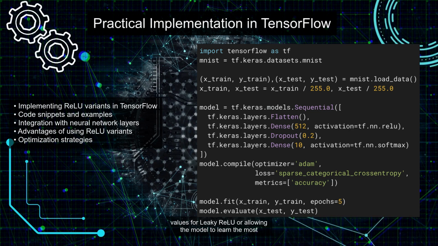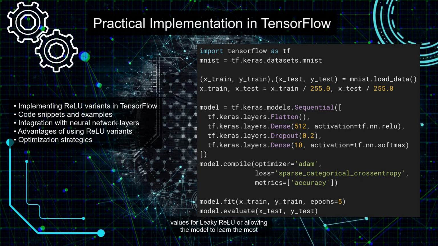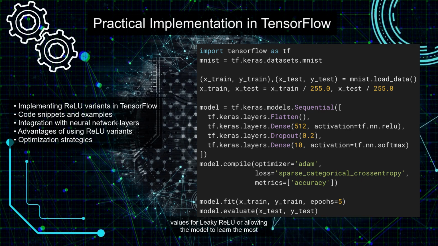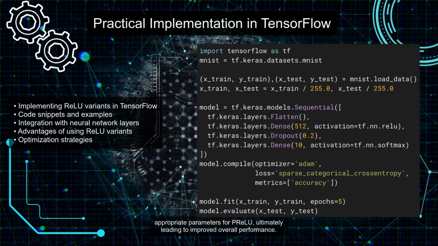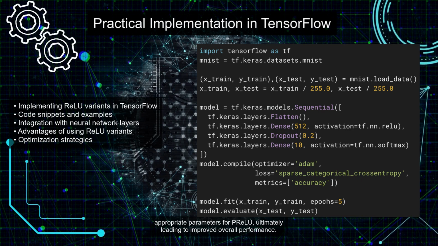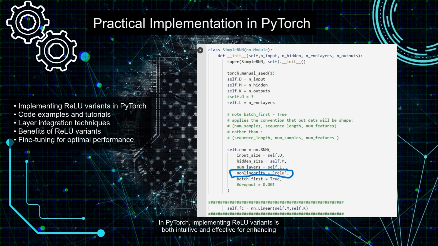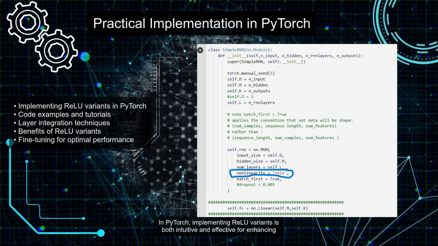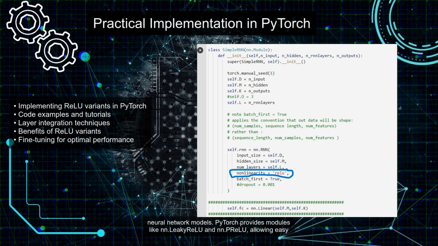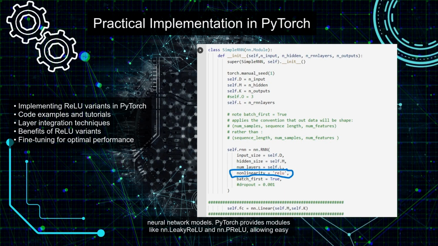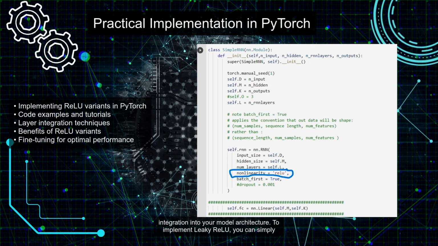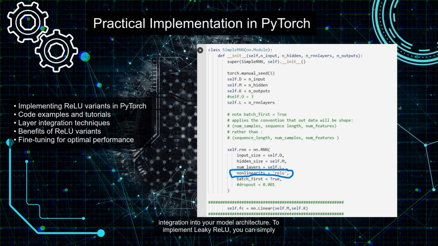Optimization strategies include experimenting with different alpha values for Leaky ReLU or allowing the model to learn the most appropriate parameters for PReLU, ultimately leading to improved overall performance. In PyTorch, implementing ReLU variants is both intuitive and effective for enhancing neural network models. PyTorch provides modules like nn.LeakyReLU and nn.PReLU, allowing easy integration into your model architecture.